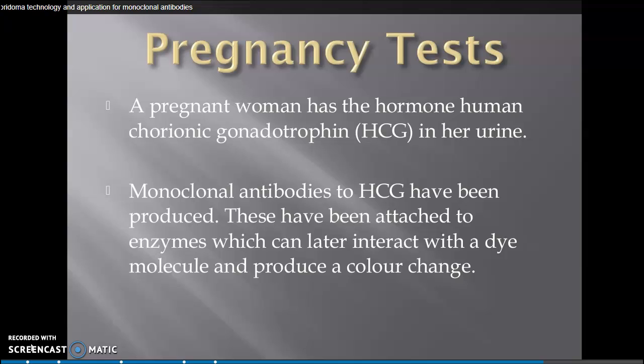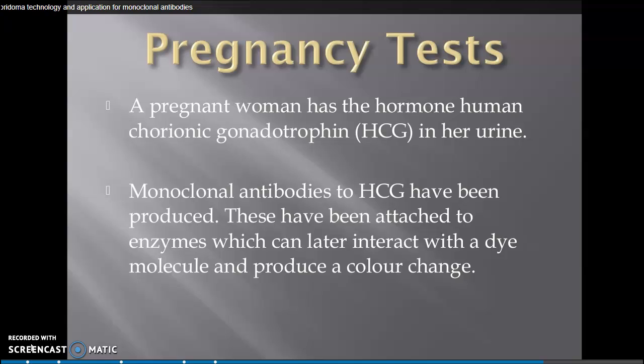For example, if I explain the pregnancy kit, a pregnant woman releases the hormone human chorionic gonadotropin in her urine. We consider HCG as an antigen, and we synthesize a monoclonal antibody towards HCG. We combine it with an enzyme too, and that is introduced in the pregnancy testing kit.